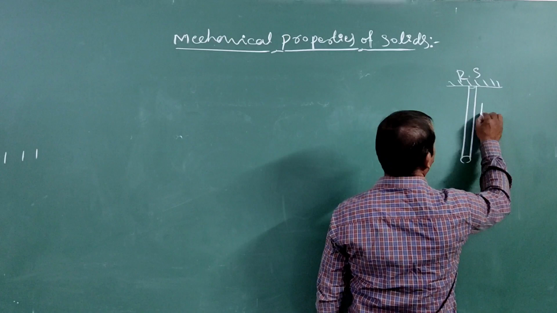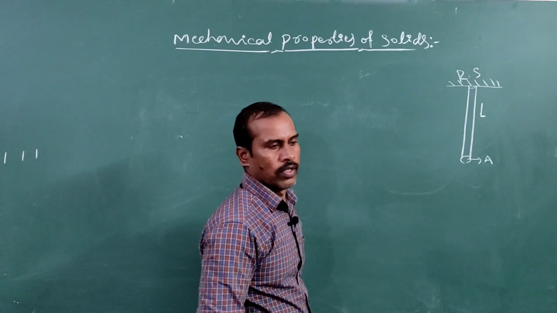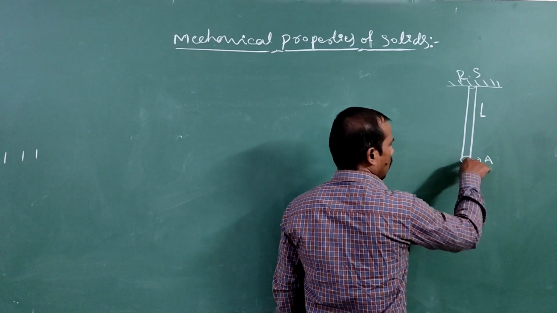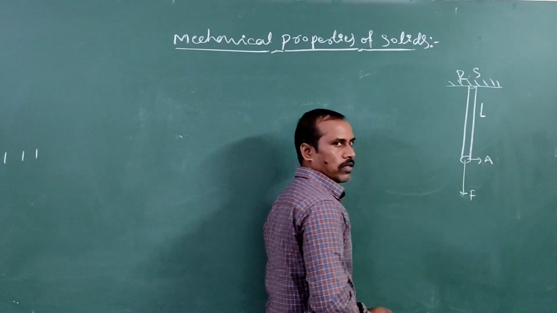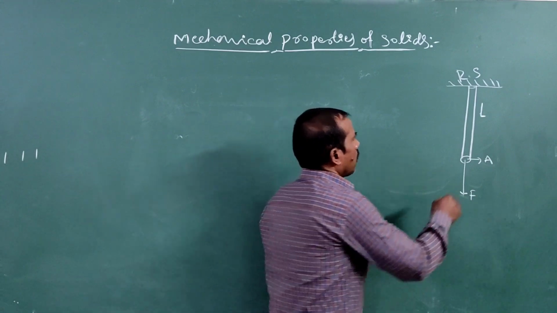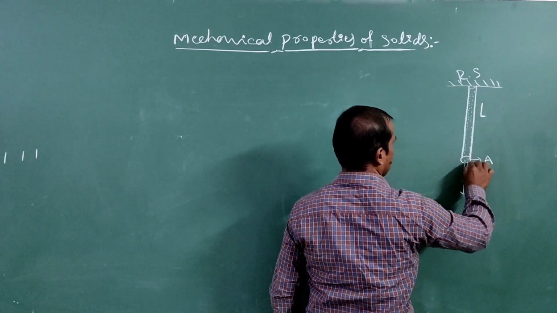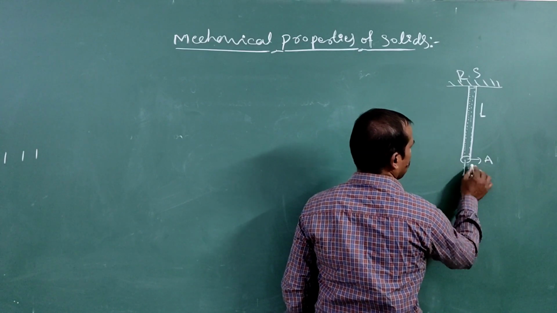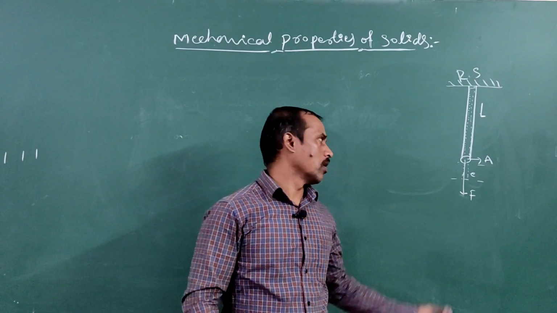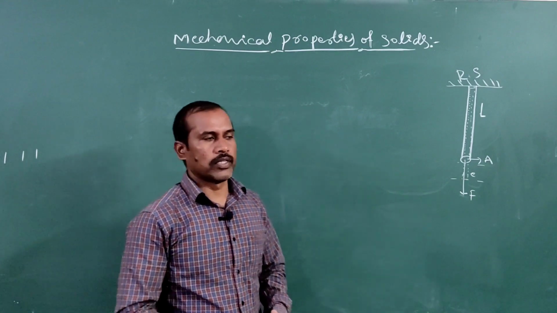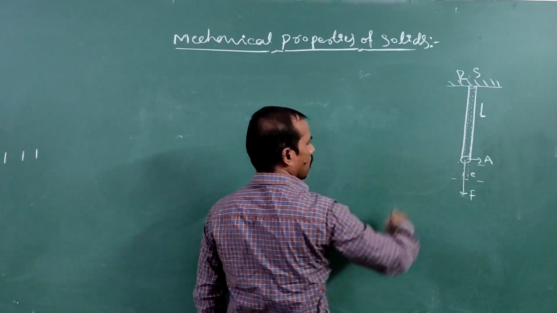The length of the string is L, the area of the cross section is A, and the applied force on this cross section of the wire is F. The elongation in the string after the force is applied is the extension of the wire because of the applied force. L means length of the string, A means area of cross section of the wire, F means applied force, RS means a rigid support.